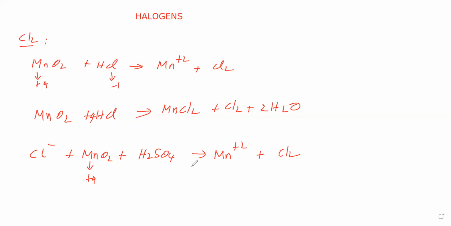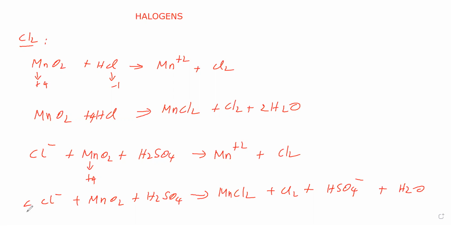This Mn plus 2 takes Cl minus and becomes MnCl2. The sulfuric acid being present as bisulfate, H plus takes oxygen and becomes water. We can write Cl minus as it is, with MnO2 and sulfuric acid. Now for balancing, we take Cl minus 4 times, sulfuric acid 4 times, bisulfate 4 times, and water 2 times.